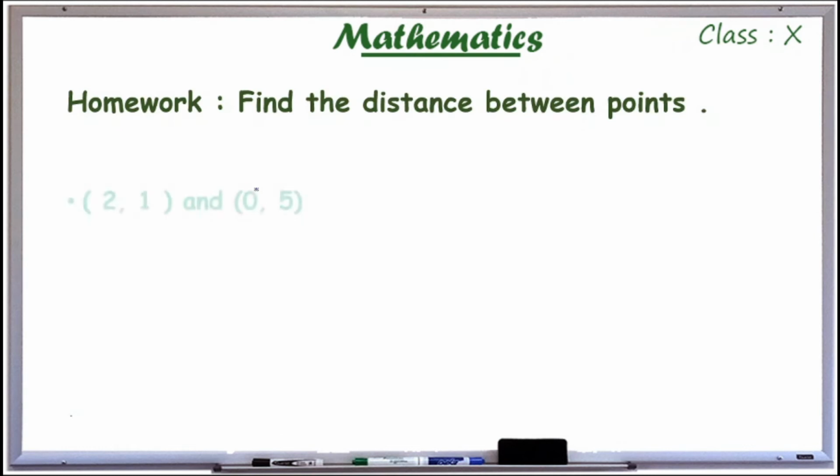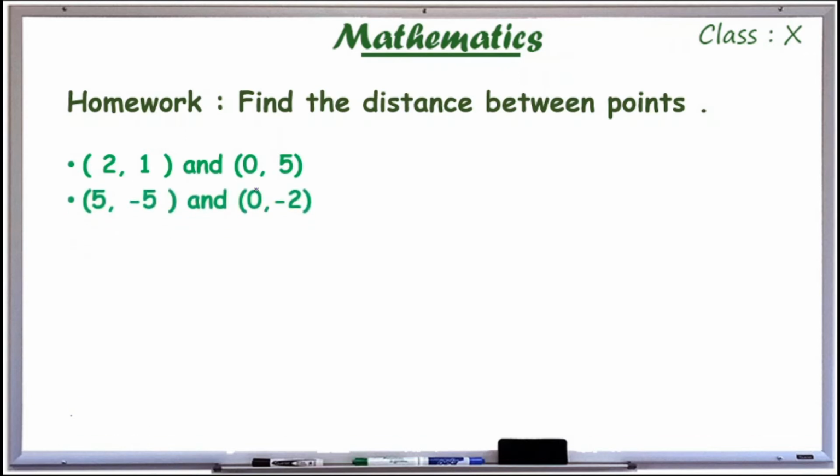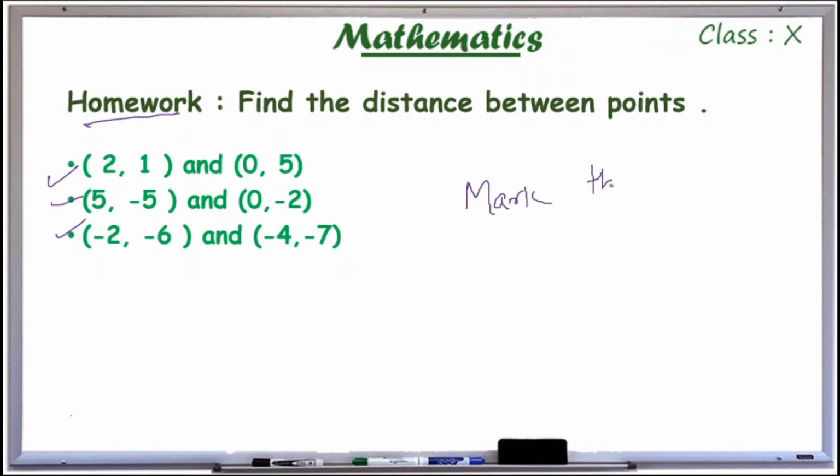Now find the distance between these points: 2, 1 and 0, 5; 5, minus 5 and 0, minus 2; minus 2, 6 and 4, minus 7. Do it as homework. You have to find the distance between these points. Also mark these points in a plane. This is also homework.